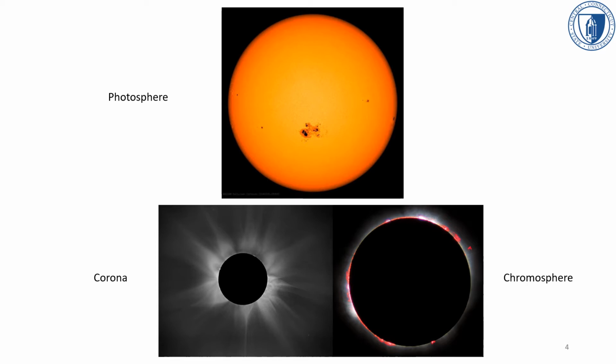But when we block out the light from the photosphere during a total solar eclipse, we can see that there are 2 other outer layers on the sun. We have this beautiful ghostly white layer called the corona, and then we have this sort of pinkish layer sandwiched in between the corona and the photosphere, and this is called the chromosphere, chromo coming from the word for color.